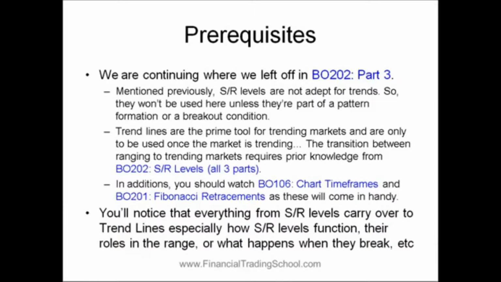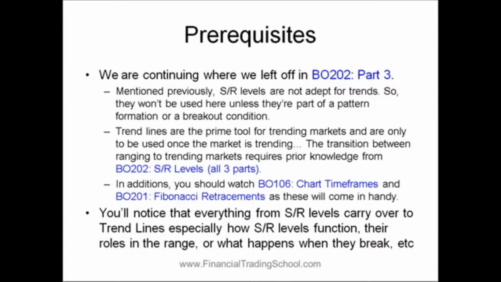Otherwise, in all of the parts in trend lines, I intend to only use the trend line drawing tool. Trend lines are the prime tool for drawing trending markets, because you can show exactly where the channel is, if it's going down or if it's going up, and they're only to be used once the market is actually trending. The transition between ranging and trending market requires prior knowledge from BO202's SR levels, because you need to draw your support resistance levels in order to know what levels have to break. Once they break those levels, it becomes a breakout condition, and then once it breaks out, it might turn into a trend or it might turn into another range. That will determine how you trade these.